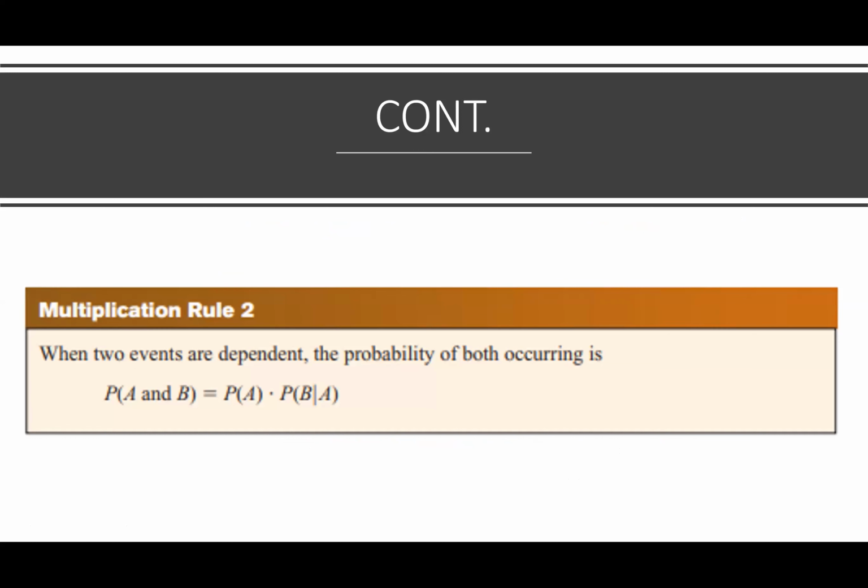Multiplication rule 2. When two events are dependent, the probability of both occurring involves a division: the probability of A and B, divided by the probability of event A.